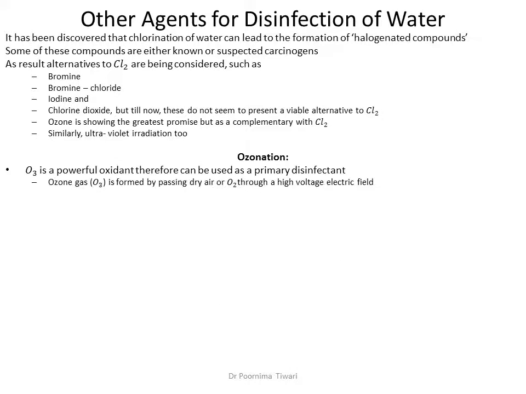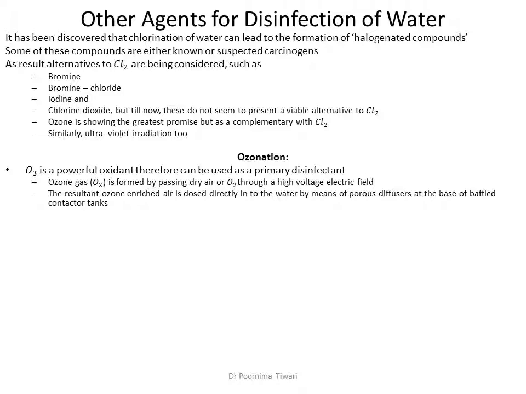Ozone gas is first formed by passing dry air through a high voltage electric field. The resultant gas is ozone enriched. This is dosed directly into the water by means of porous diffusers at the base of the tanks. The contactor tanks provide 10 to 20 minutes of contact time.